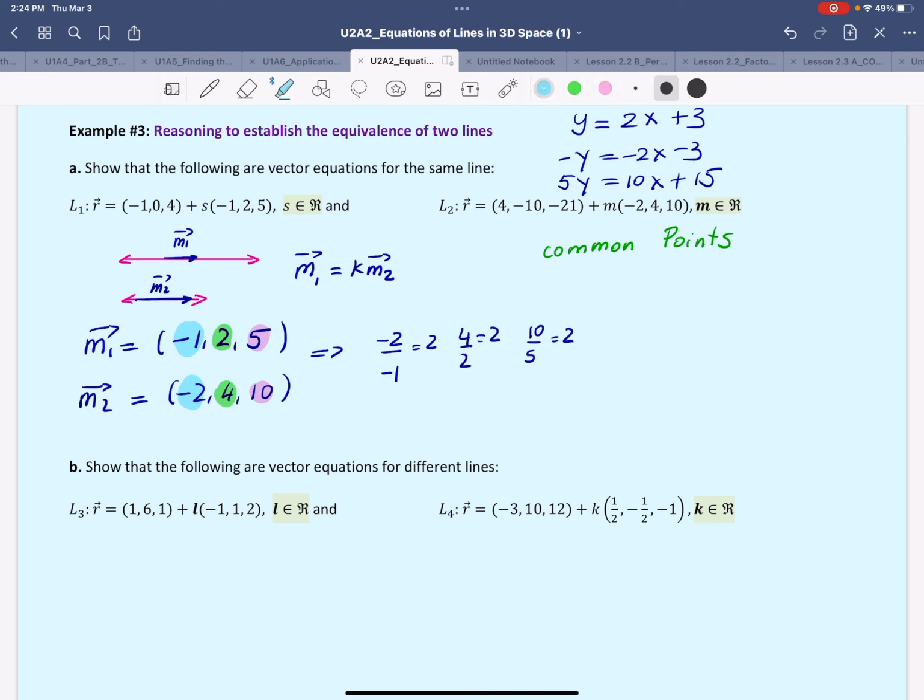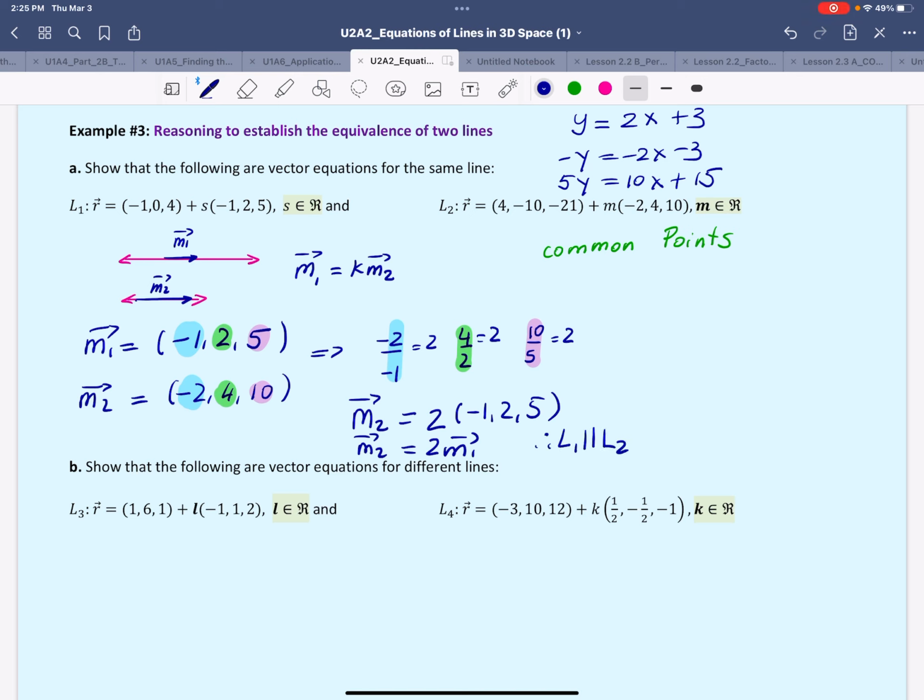So as you can see here, we have 3 ratios of the respective coordinates that produce the same scalar. And that tells us that, remember this was M2, M2 seems to be bigger, right? So we're going to say that vector M2 equals twice vector M1. And this is enough for us to prove that the two lines L1 and L2 are parallel.